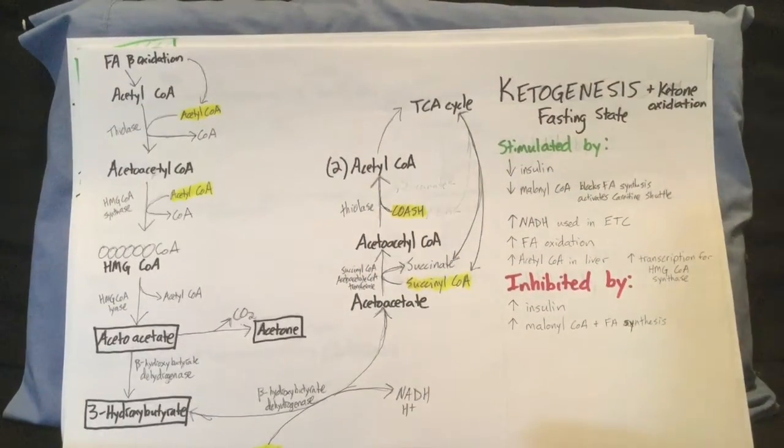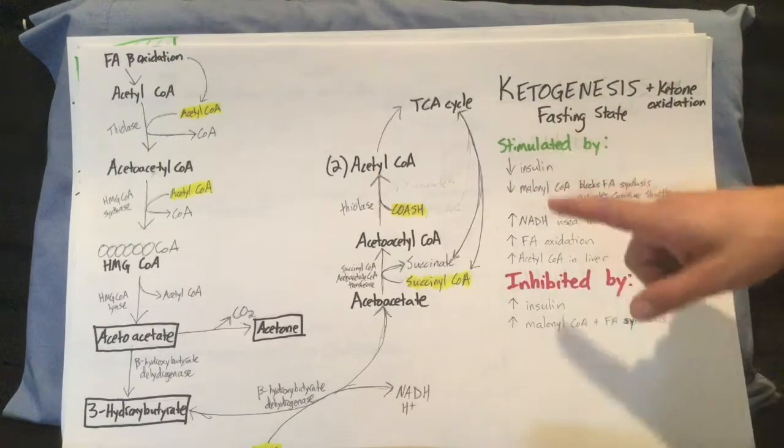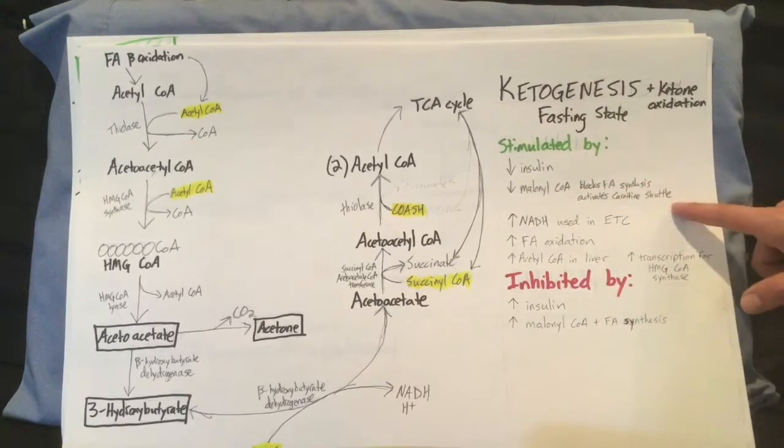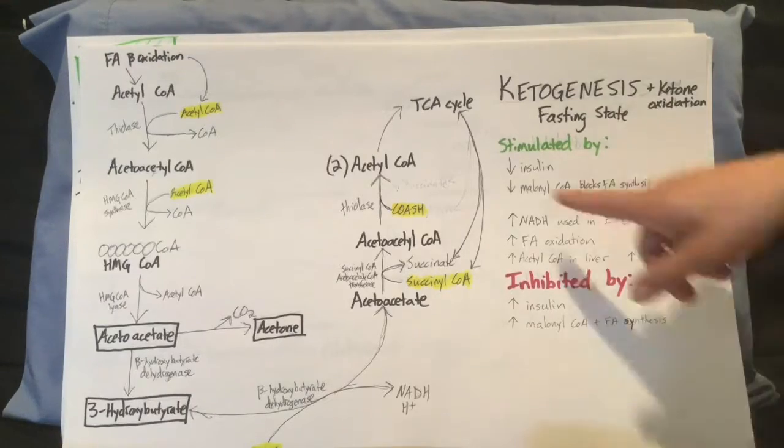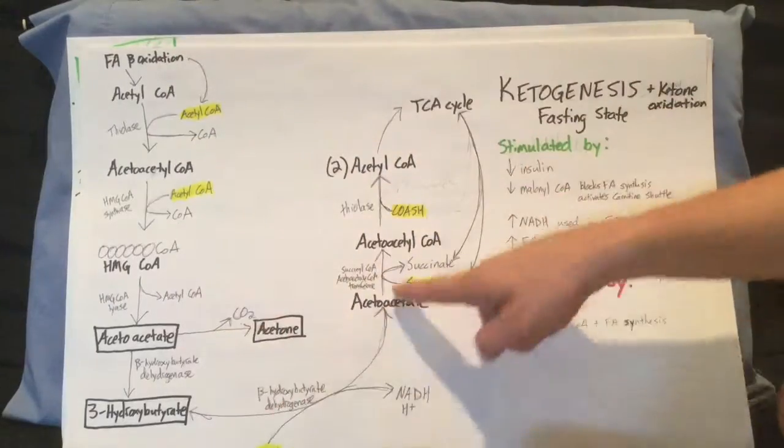So ketogenesis is stimulated by, so we're building ketones, and that is stimulated by low insulin. We don't have a lot of glucose. We're using our stored fatty acids. Low malonyl-CoA, remember that blocks fatty acid synthesis. It also activates the carnitine shuttle. So when you have low levels of that, we're going to have more beta oxidation happening, and therefore we're going to be able to get more of this.